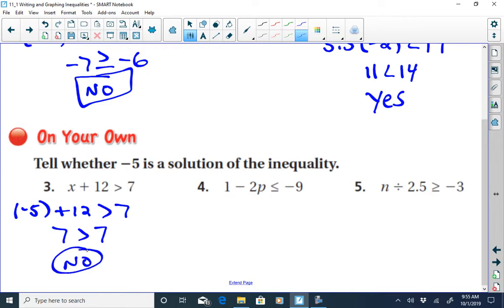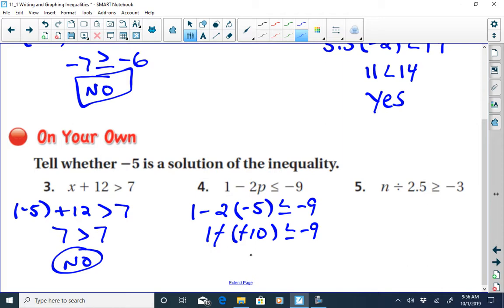The answer to that is no. Example 4, we have 1 minus 2 times p. We're replacing p with negative 5. Is that less than or equal to negative 9? Well, doing order of operations, we have to do 2 times negative 5, which is negative 10. So 1 minus negative 10. Is that less than or equal to negative 9? Well, what's 1 minus negative 10? When I add the opposite, it's going to be 11. Is 11 less than or equal to negative 9? The answer to that is no.